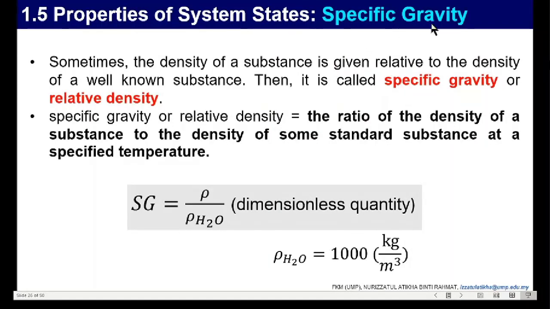How about specific gravity? Sometimes the density of a substance is given relative to the density of a well-known substance. Then it is called specific gravity or relative density. Specific gravity or relative density is equal to the ratio of the density of a substance to the density of some standard substance at a specified temperature. Sometimes we don't know the density of a particular matter. So what we do is we compare the density with the density of a known or standard substance at a specified temperature.